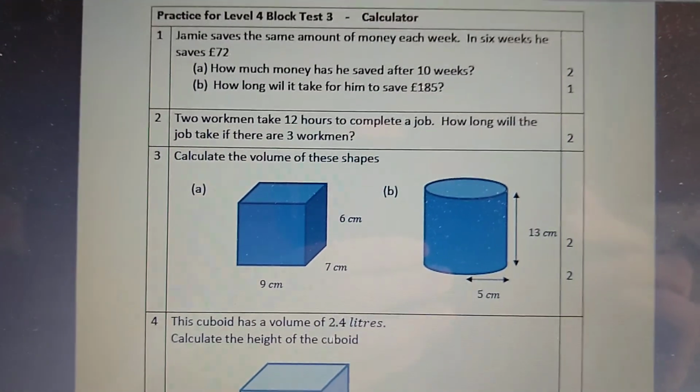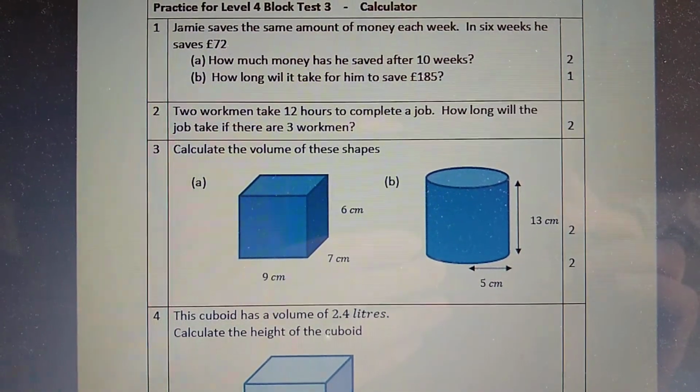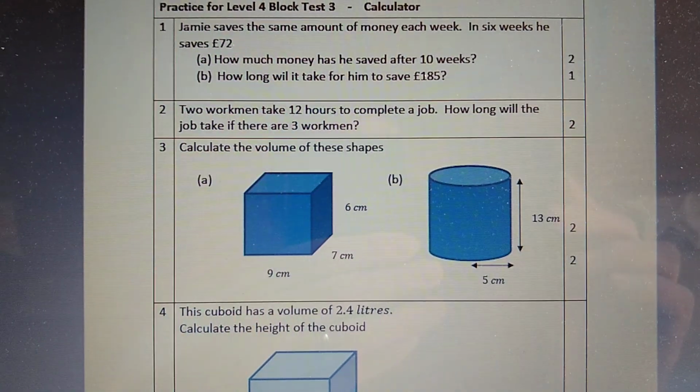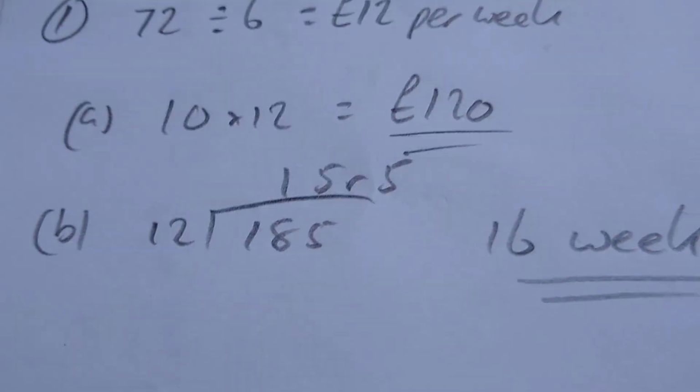So number 1 here, Jamie saves the same amount of money each week. In 6 weeks he saves £72. Part A, how much money has he saved after 10 weeks? Part B, how long will it take him to save £185? So part A.